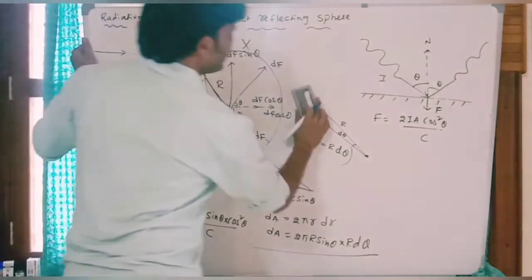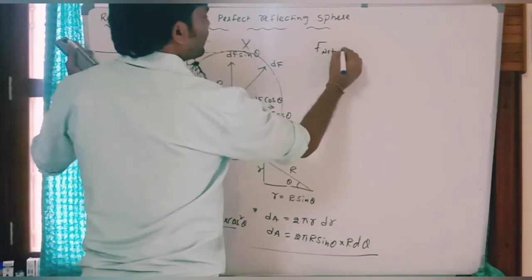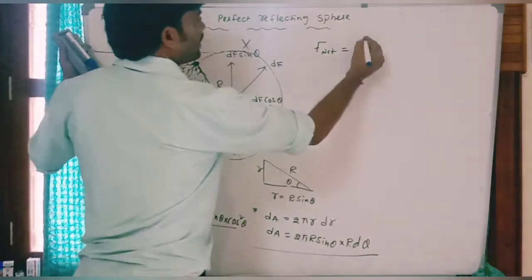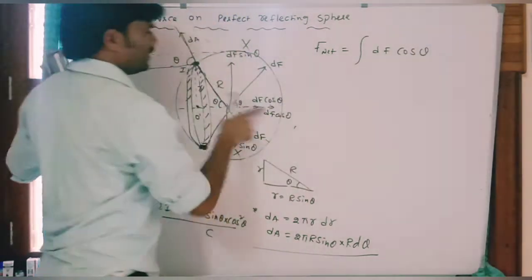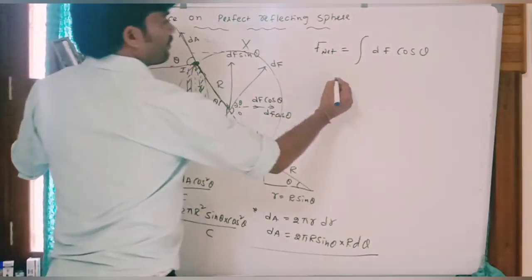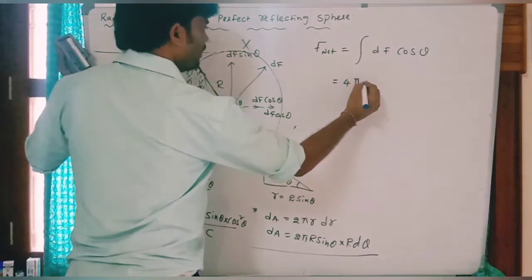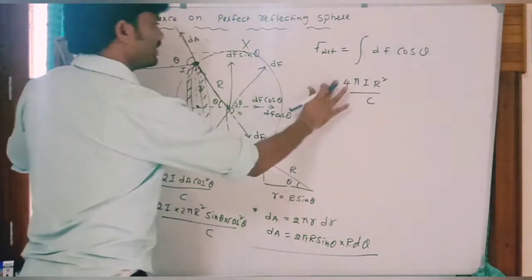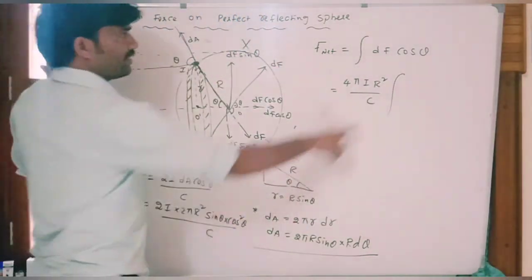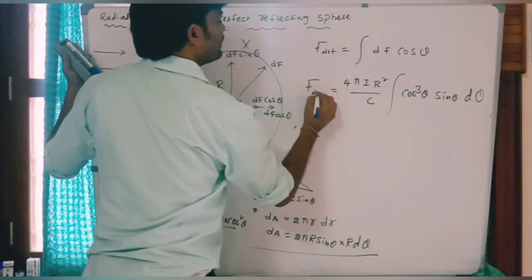So the net force experienced by that entire sphere is the vector addition of the cos components of the forces experienced by the circular strips. So I am writing the net force experienced by the sphere is the integration of dF cos theta. All cos theta components added give the net force. What is dF? Write that dF there, with the constant terms outside the integration: 4 pi I r square by c are the constant terms. Now the terms within the bracket: cos square is there, and with one more cos theta, cos cube theta into sin theta d theta. This is the net force.